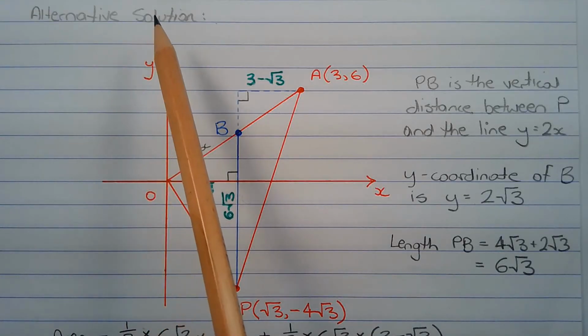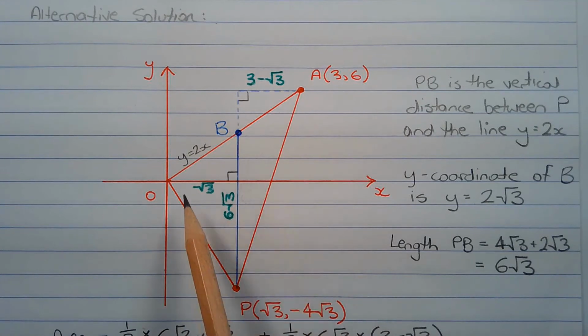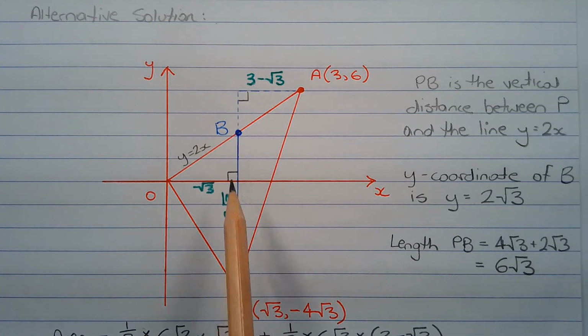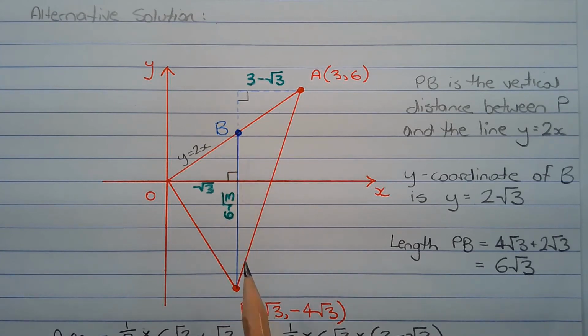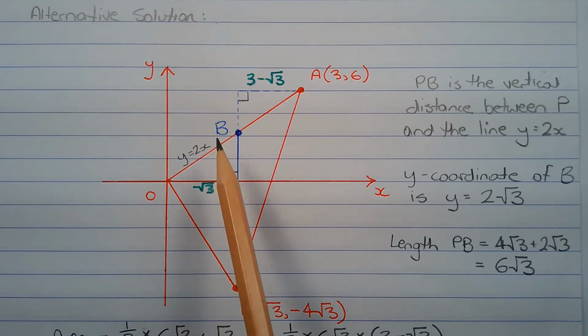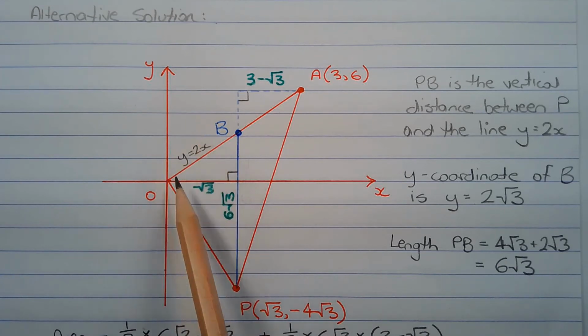The alternative solution involves splitting triangle OAP into two smaller triangles, finding the area of each, and then adding them together to get the total area. So I'm going to start off by drawing interval PB, which is the vertical distance between point P and the line y equals 2x. Now the x-coordinate of point B is the square root of 3, since point B is directly above point P. So we need the y-coordinate of point B, and we get that by substituting the square root of 3 into the equation y equals 2x. So the y-coordinate of B is 2 root 3.